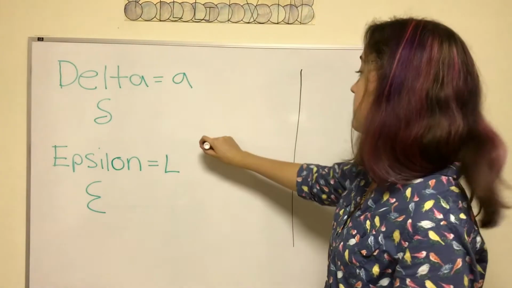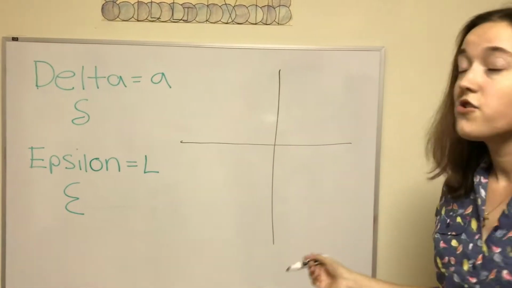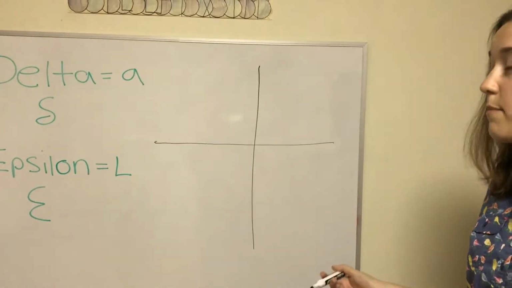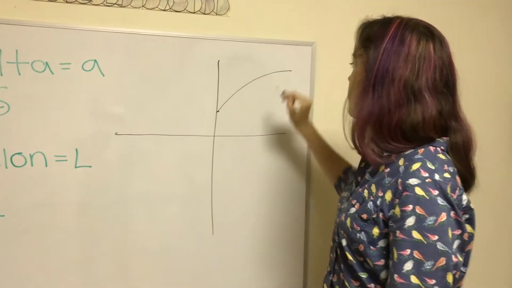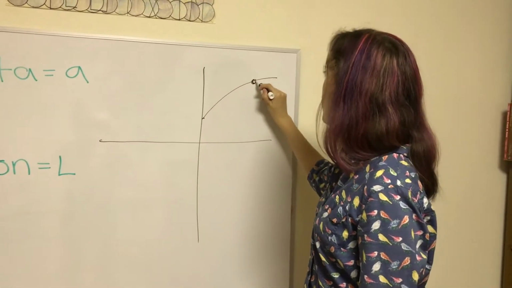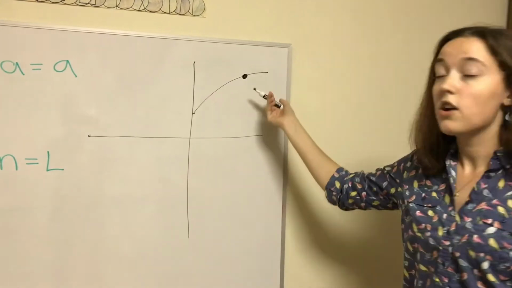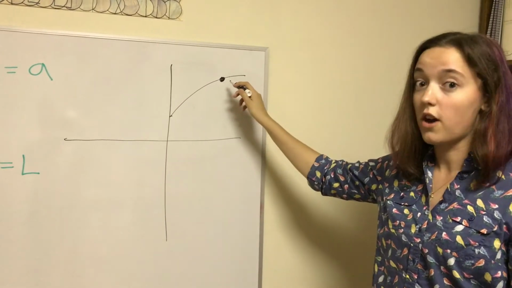And I'm going to draw the x-axis. Now, I'm going to draw a random graph because this is just an example to show you how the formal definition of a limit applies to a graph. Here's my graph, and here is the limit we're trying to find. Now, in the car example, this is the space before the two cars hit.